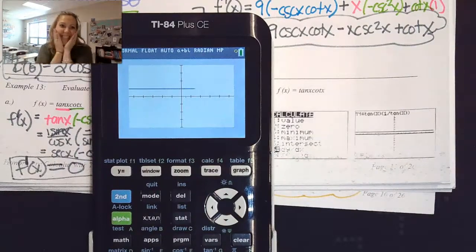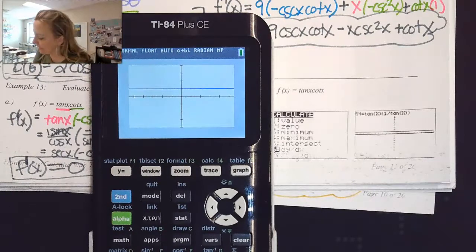And that makes sense, doesn't it? Because those are reciprocal functions, that's going to be 1. So then, of course, the slope is going to be 0. But let me show you how to do this on the calculator.